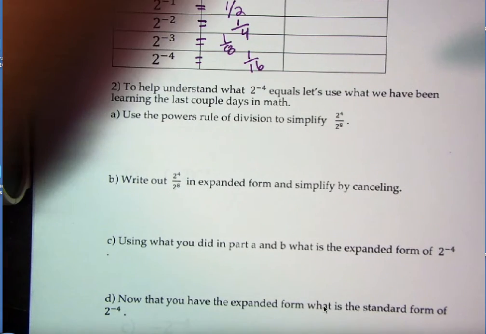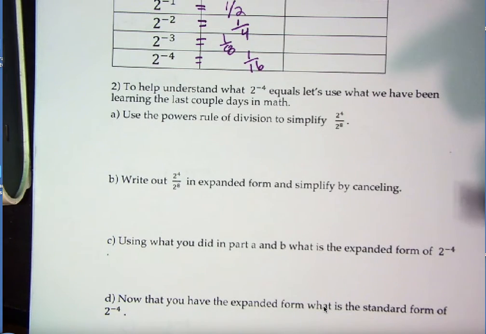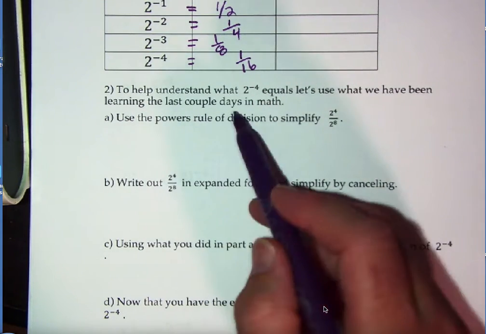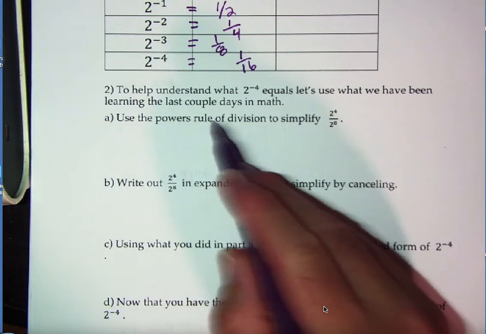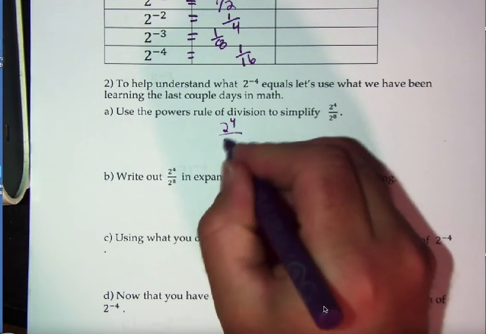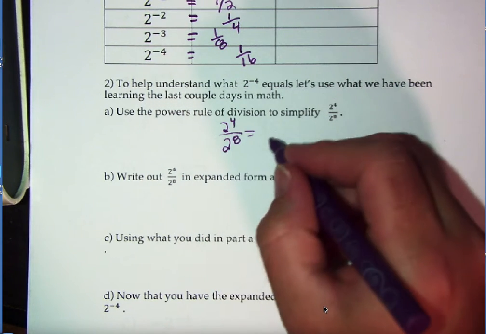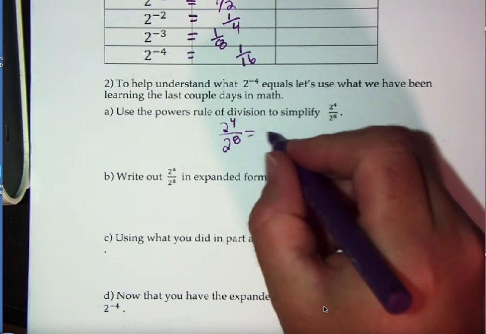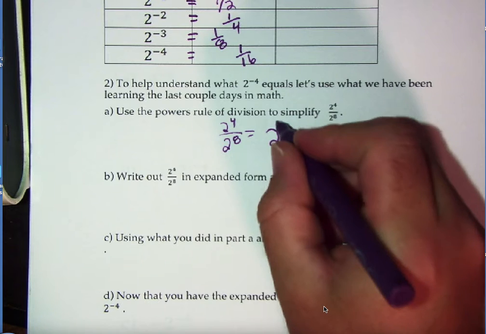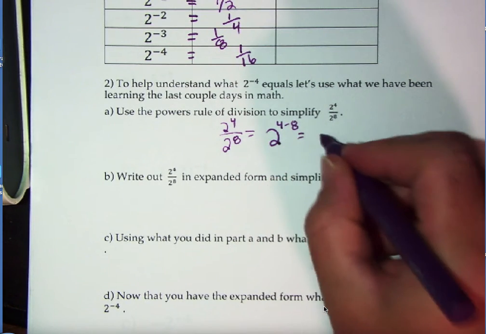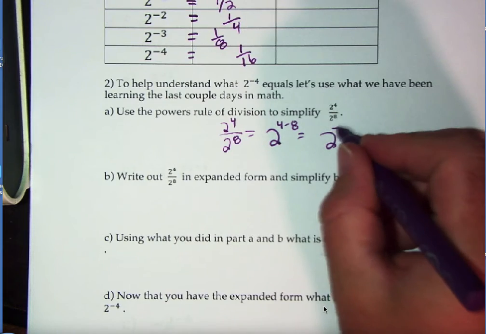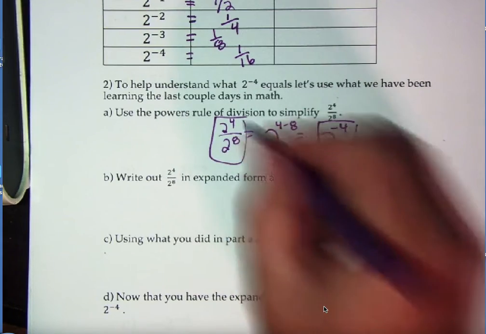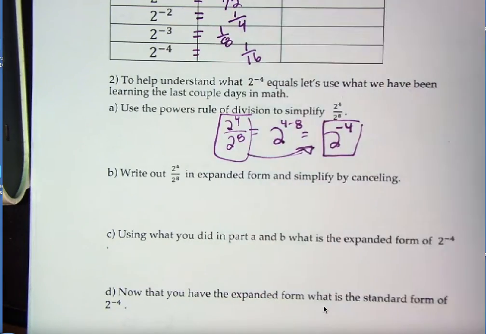All right. So we should have an answer. We come back, we talk about it. It says to help us understand what 2 to the negative 4 equals, let's use what we've been learning the last couple of days in math. Use the power rule of 2 to the 4th over 2 to the 8th. 2 to the 4th divided by 2 to the 8th to simplify. So the rule is keep the base the same, subtract the exponents. 2 to the 4th minus 8 is 2 to the negative 4th. Okay. And we did that last couple lessons.